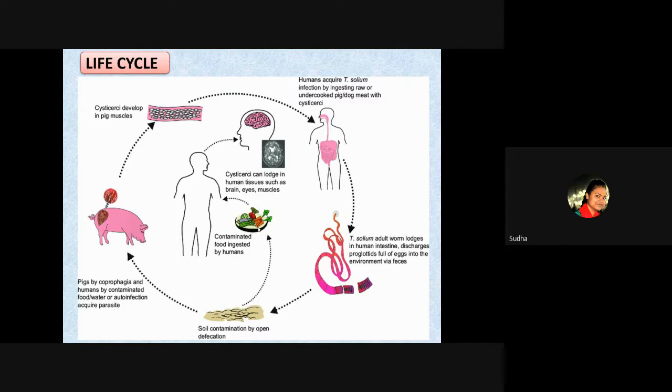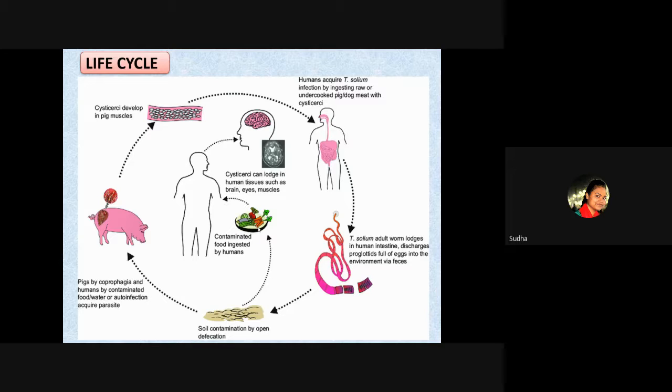And this cysticercus is very dangerous. The disease that is caused due to cysticercus, we call cysticercosis. This happens when the cysticercus gets into human tissues such as the brain, eyes, and muscles. Then it becomes really very difficult to remove from these important and vital organs. Surgery is the only way.